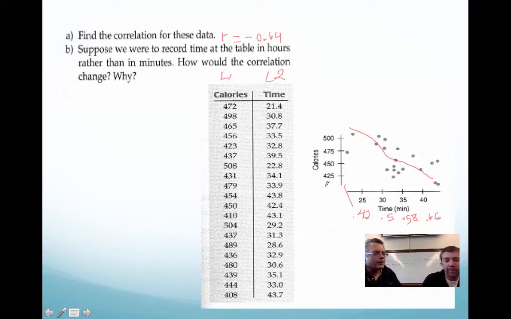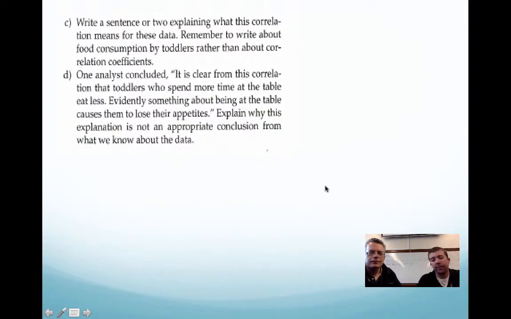All right, we got this one property we have to know. Then we get to the fun of writing in stats. Write a sentence or two explaining what this correlation means for the data. It is hard to write with this pen. I don't know if I'm going to write a whole sentence or two. Let's have him do it. At least we can talk it out first.